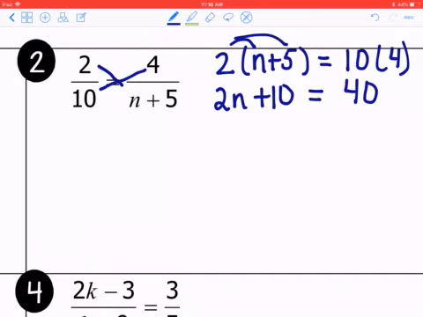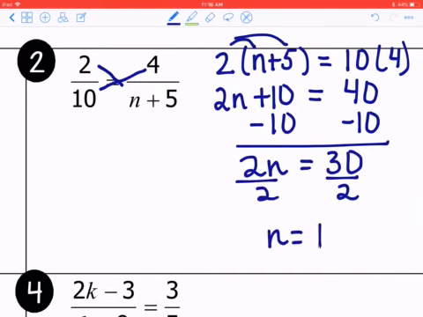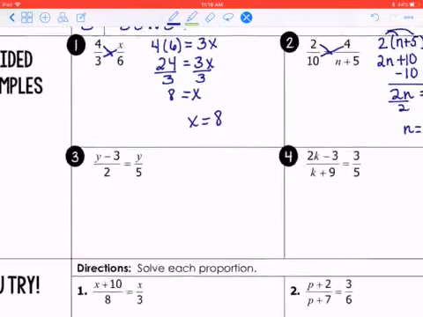Okay, you have a 2-step equation, so we're going to subtract 10. We have left 2n equals 30. Last step is to divide by 2. And so our variable n equals 15. That's when you have the distributive property on one side. So we're going to do one more.